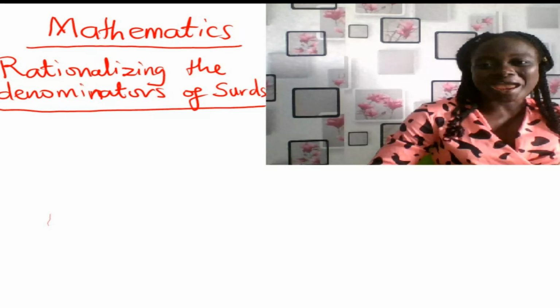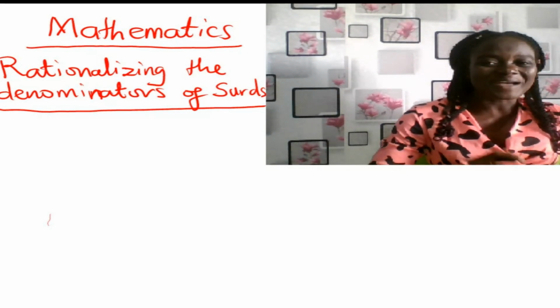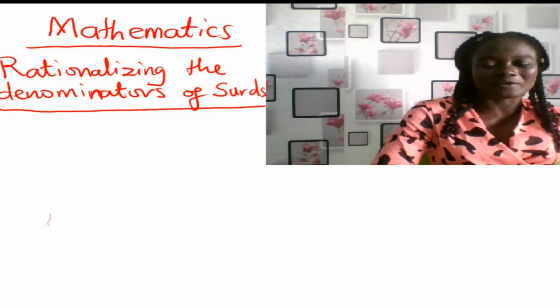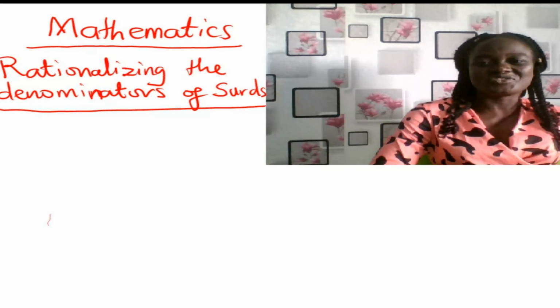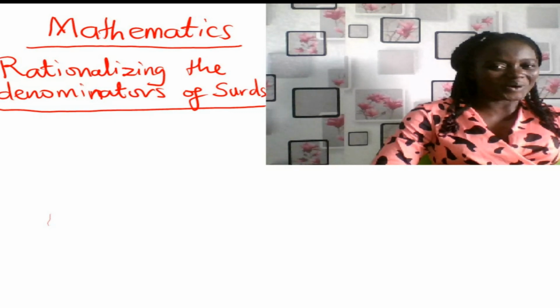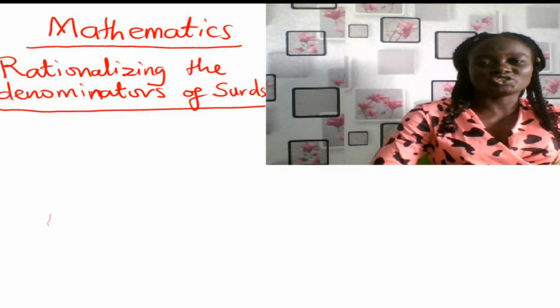I believe you were able to solve the examples I gave under the multiplication of sets. And today, we are going to treat rationalizing the denominators of sets. So as usual, pick your jotters and let's go through today's class together.